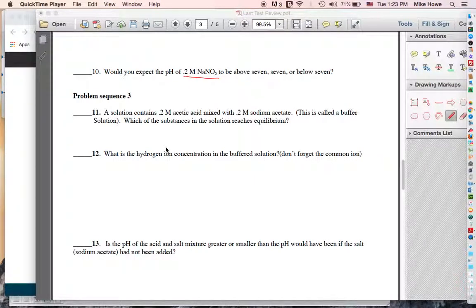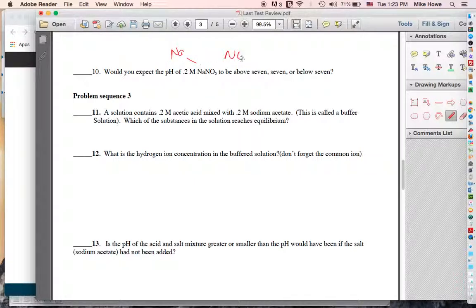So question 10 asks us if the pH of this solution will either be above 7, 7, or below 7. So we know this is a salt, and the salt comes from the cation of a base and the anion of an acid. So the cation in this salt is Na, the anion is NO2. Since the cation had to come from a base, we know that the base from which the cation came is NaOH. Since the anion came from an acid, to make it an acid we need an H in front of it, so it's nitrous acid.